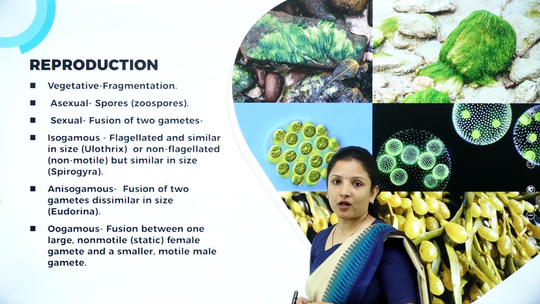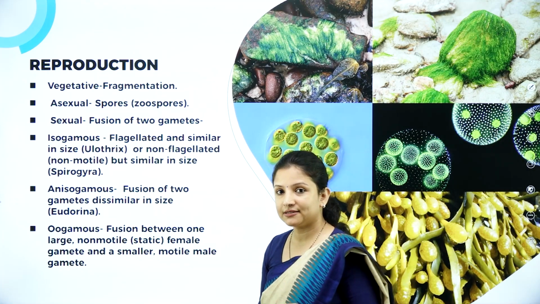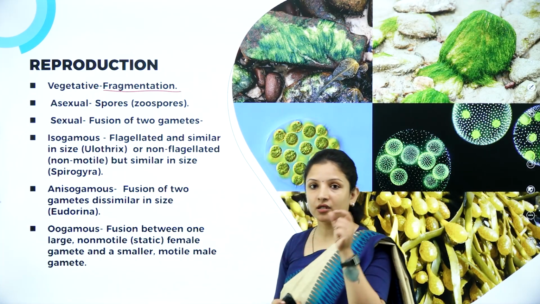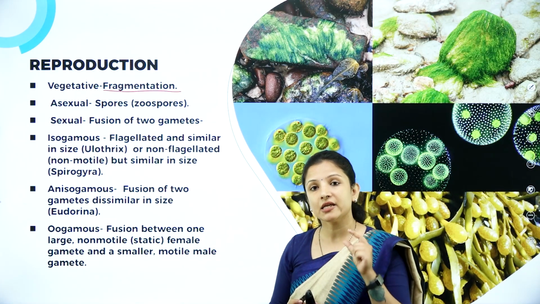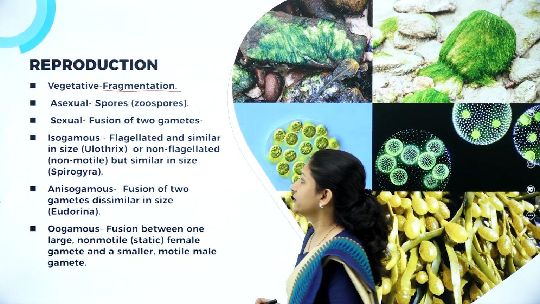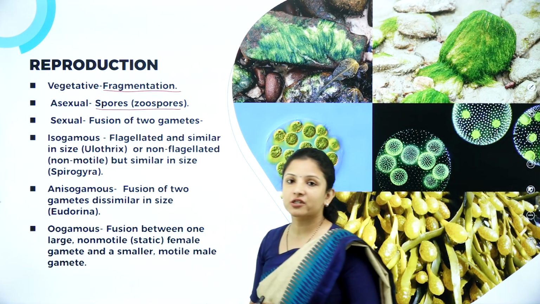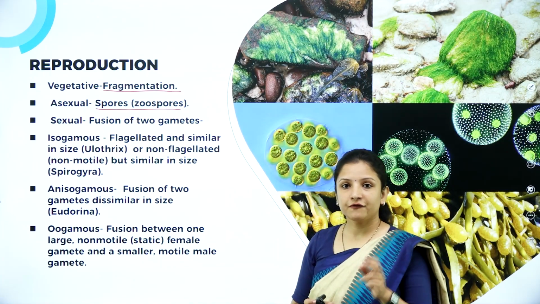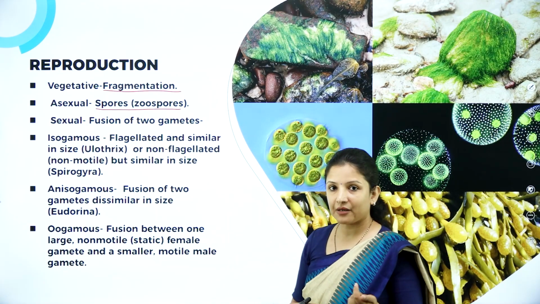Next, talking about the reproduction in algae. So reproduction in algae can be vegetative, asexual and sexual. So vegetative method of reproduction is by fragmentation, wherein the algae breaks into smaller fragments or smaller bits, and each fragment or bit develops into a new algae or a plant body or a thalloid. So that is by fragmentation. And asexual reproduction by the formation of spores, especially the zoospores which are motile. And sexual reproduction is by fusion or fertilization of two gametes, wherein the male and the female gametes are involved.